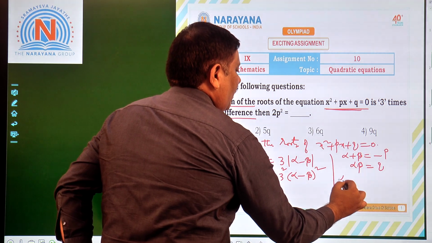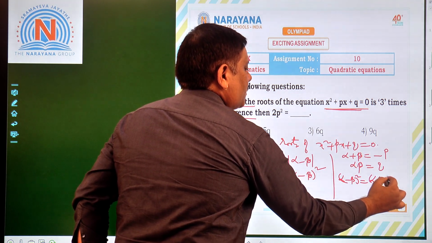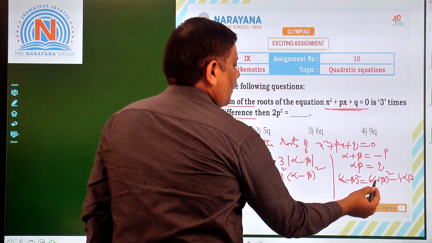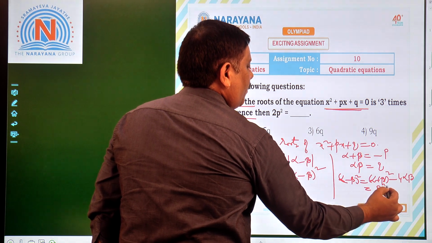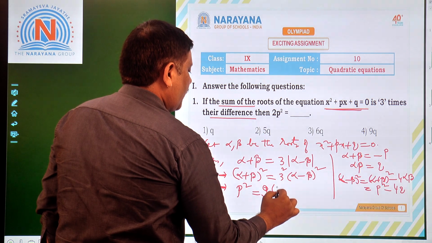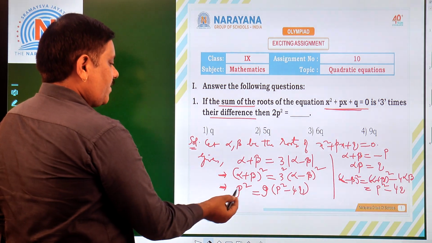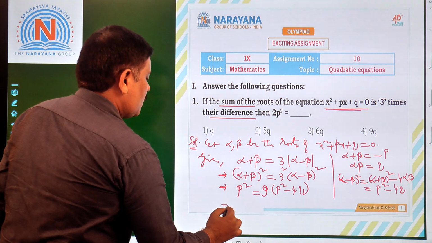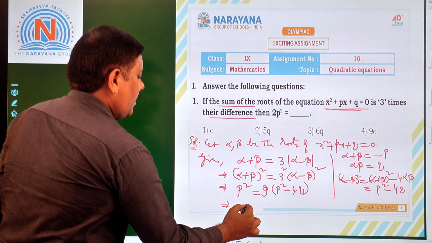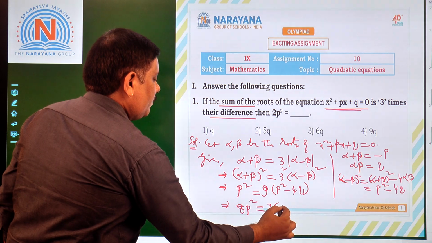We know that alpha minus beta whole square is equal to alpha plus beta whole square minus 4 alpha beta. That is p square minus 4q. So here p square is 9 times p square minus 4q. So we can say 8p square is equal to 36q.